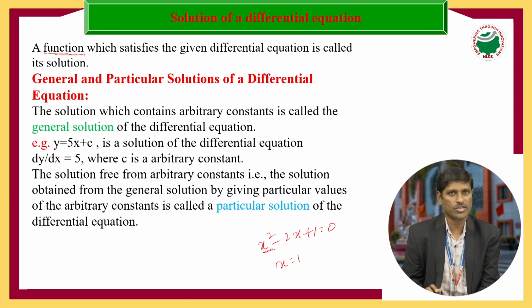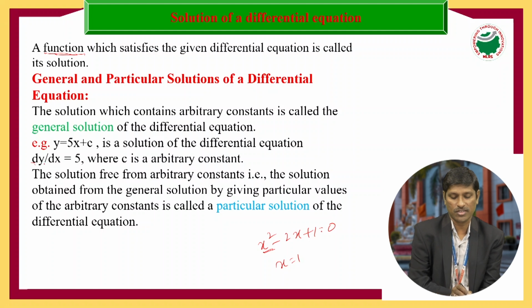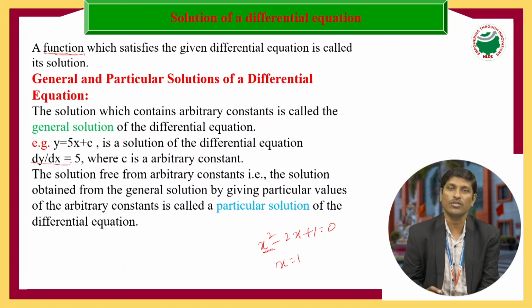This is also a solution coming under solution only, and a particular solution is also a solution. So general solution is nothing but one in which the number of arbitrary constants is equal to the order of the differential equation. Suppose we take the differential equation dy by dx is equal to 5. What is the order of this differential equation? Order of this differential equation is 1, right? And in the solution, one arbitrary constant is there.